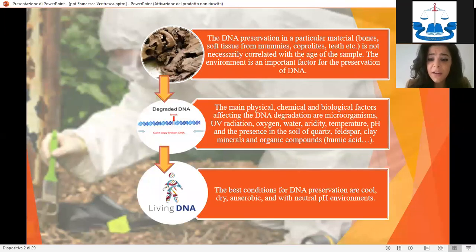The main physical, chemical, and biological factors affecting the DNA degradation are microorganisms, UV radiation, oxygen, water, aridity, temperature, pH, and the presence in the soil of quartz, feldspar, and clay minerals, and organic compounds such as humic acid. So, the best conditions for DNA preservation are cool, dry, anaerobic, and with a neutral pH environment. These are the best conditions to make the DNA live.